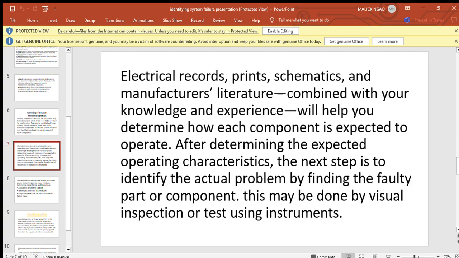Electrical records, prints, schematics, and manufacturer's literature combined with your knowledge and experience will help you determine how each component is expected to operate. After determining the expected operating characteristics, the next step is to identify the actual problems by finding the faulty part or component. This may be done by visual inspection or tests using instruments. Are we together up to that point?